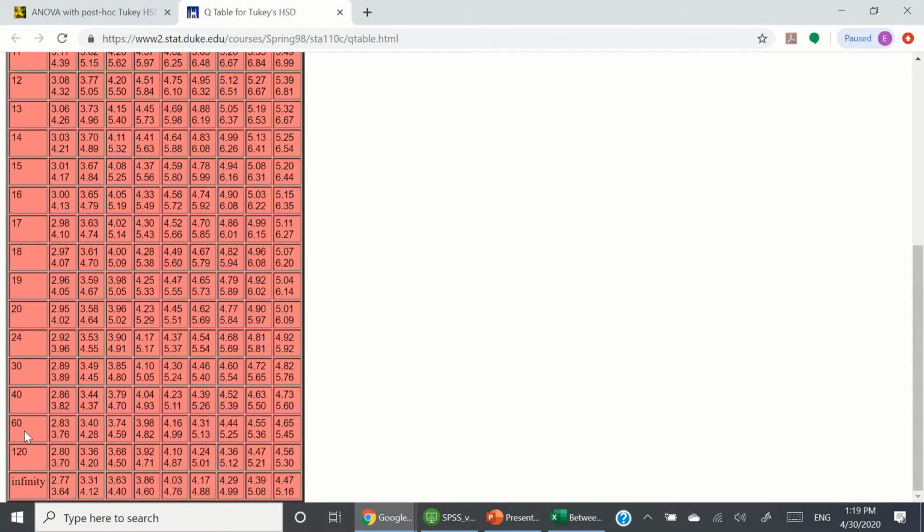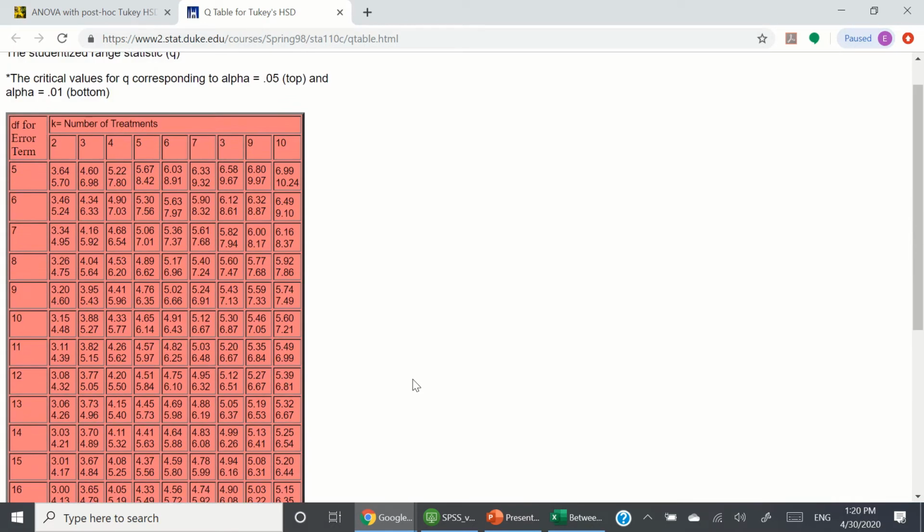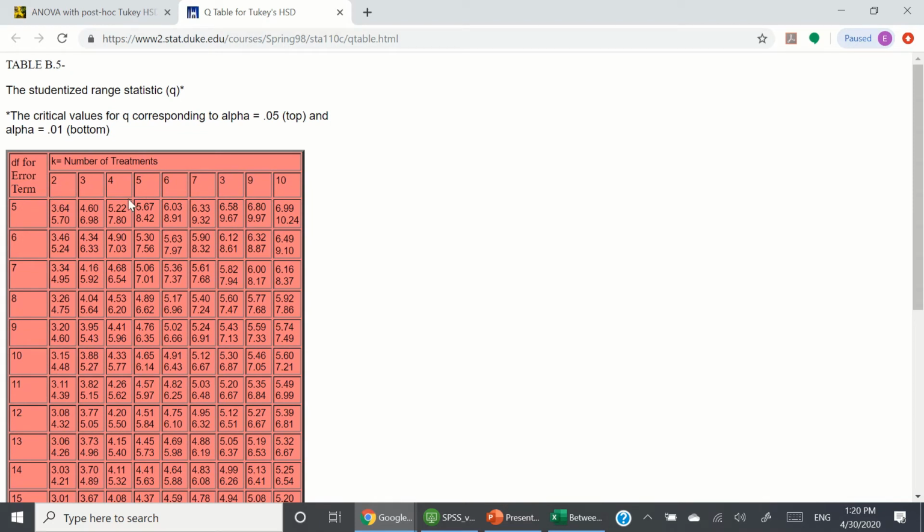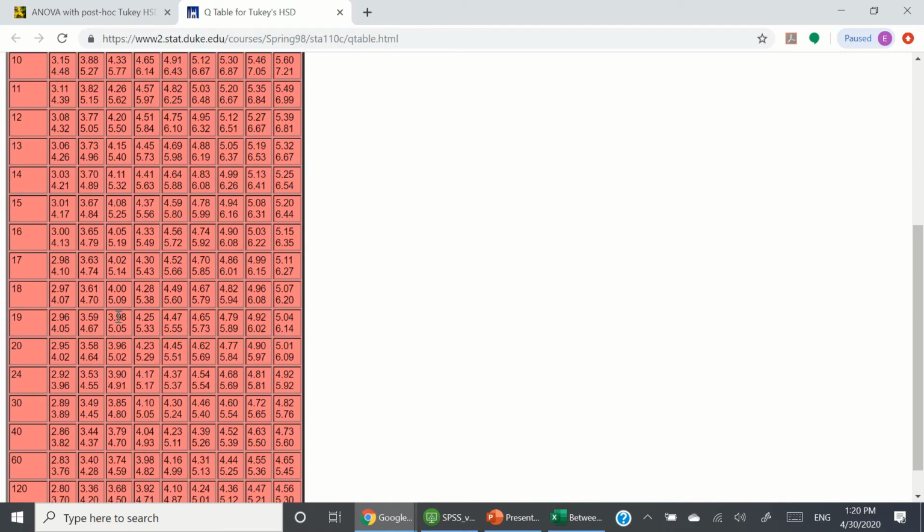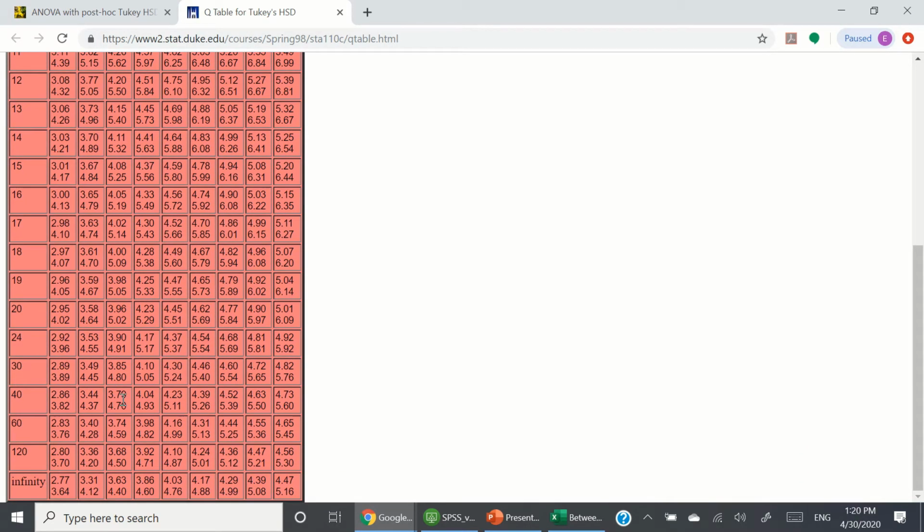Okay, so it's somewhere between 60 and 40. Let's be a little bit more conservative and pick 40, because we want to be a little bit more conservative. And how many treatments do we have? We have 4 treatments, okay? Because remember our K is treatment, we got 4 different groups, right? So this goes all the way down. So this is the number you're looking for, okay?